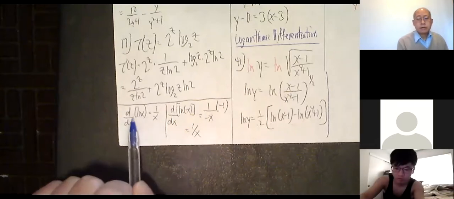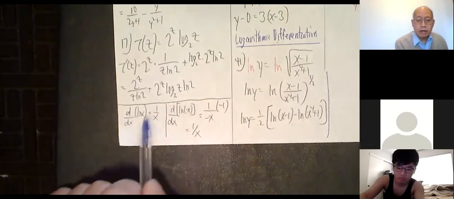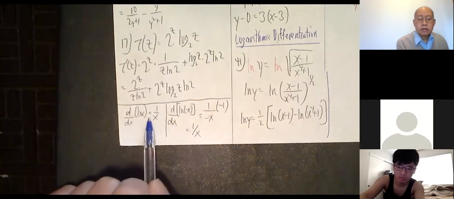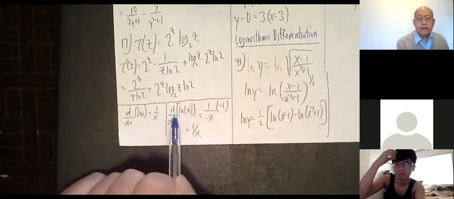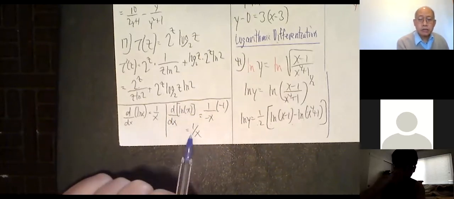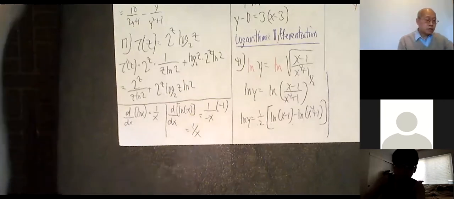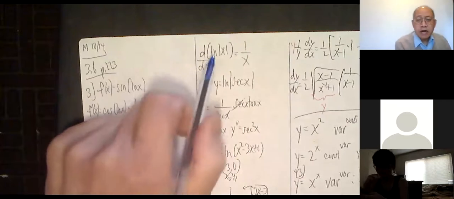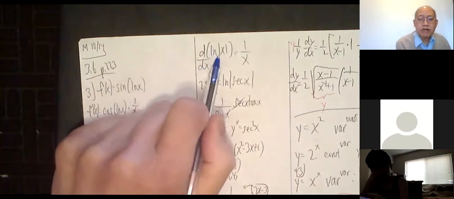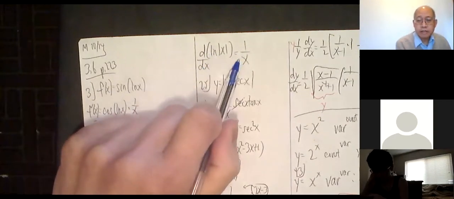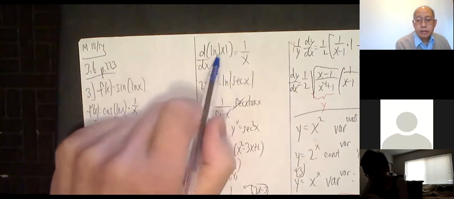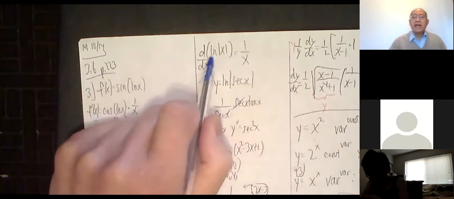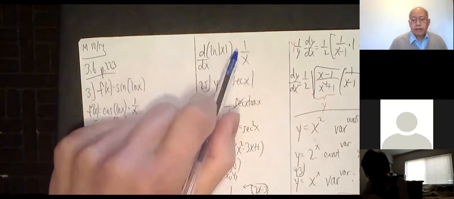Okay, so in short, what am I trying to say right here? The derivative of natural log of x is 1 over x. The derivative of ln negative x is also 1 over x. Okay, so what does that all mean? The derivative with respect to x of ln absolute value of x is 1 over x. Okay, so if you have ln absolute value of x, the derivative is 1 over x.